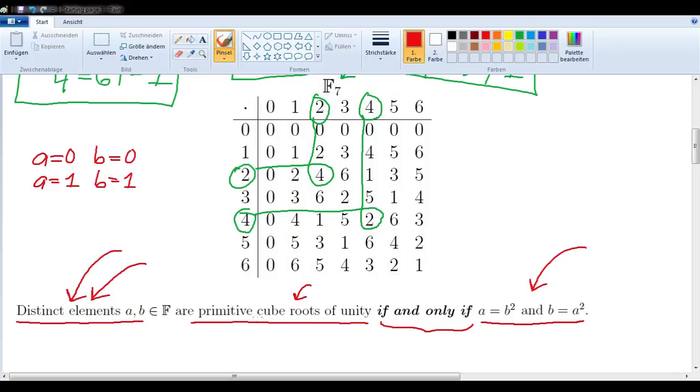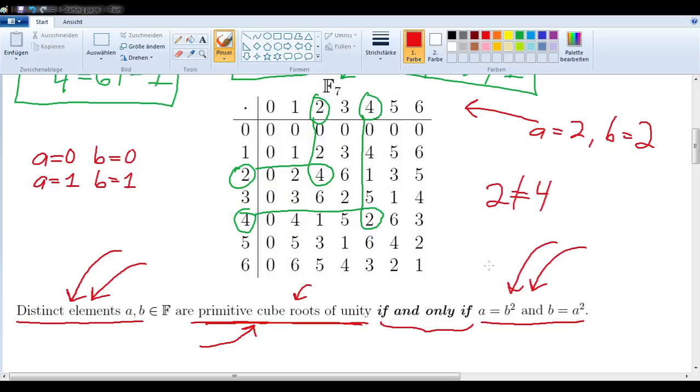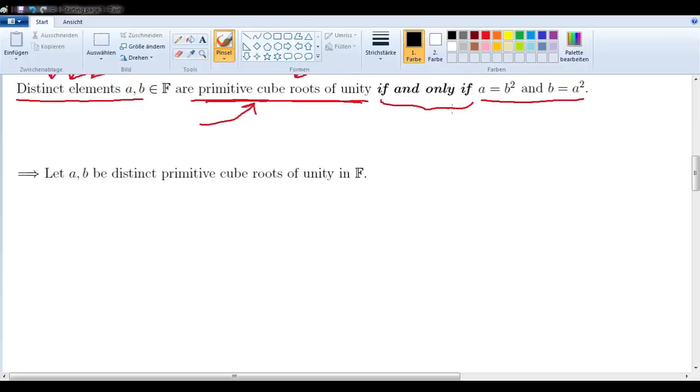So in the one direction at least, we definitely need to remember that. In the other direction, as it turns out, we also need to know that. Because if we have A and B that are not distinct primitive cube roots of unity, we could have, for example, A equal to 2 and B equal to 2. That would mean they are indeed both primitive cube roots of unity. But it is not the case that A equals B squared, right? That would mean 2 would be equal to 4, which is obviously not the case. So for both directions, we definitely need to remember that these are distinct elements. And with that, we can move on and actually prove this theorem.